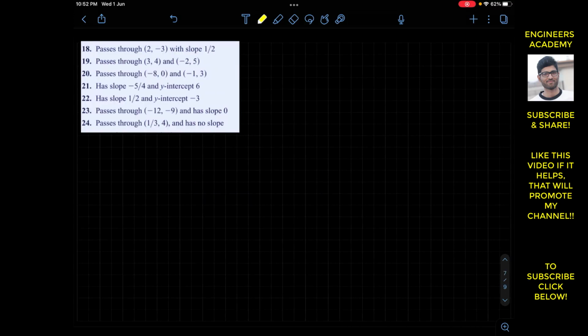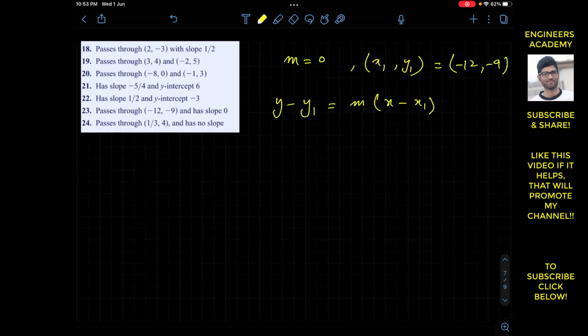Now the next problem is problem 23. We are given the point minus 12, minus 9 and slope 0. So we can write that the slope is 0 and we are given a point. Let's say that point is x1, y1, and this is equal to minus 12, minus 9. If the slope is 0, this is the equation of a horizontal line. Now we can use the point slope equation: y minus y1 equals m times x minus x1.